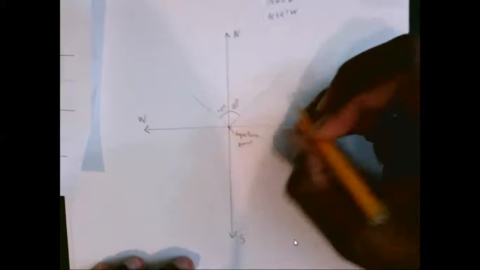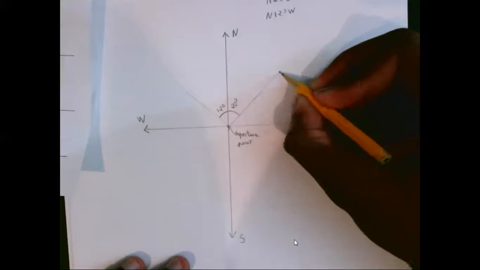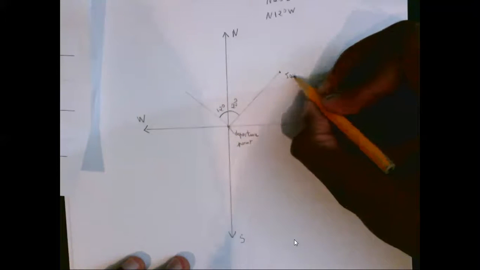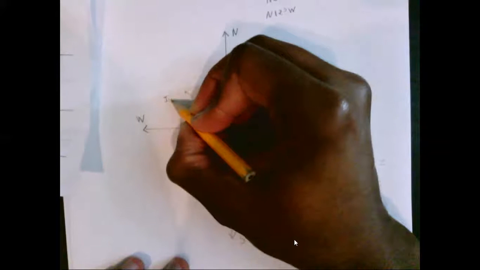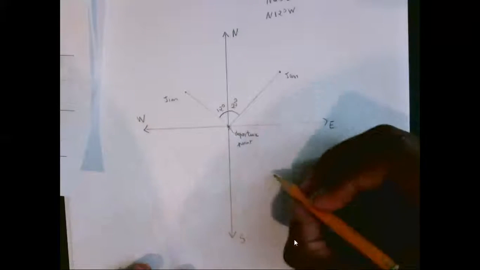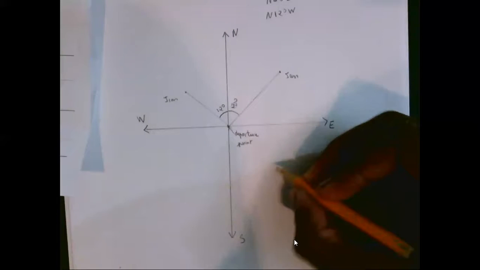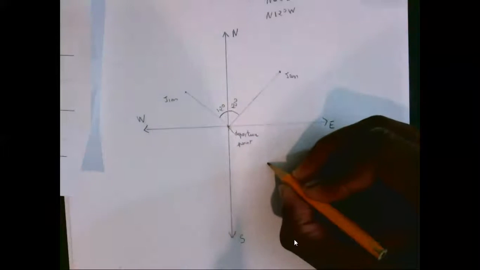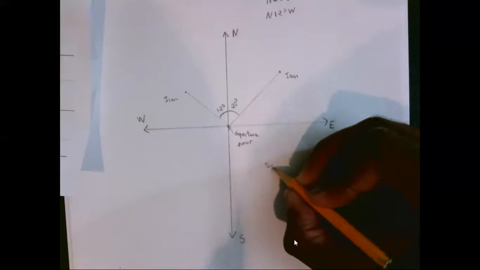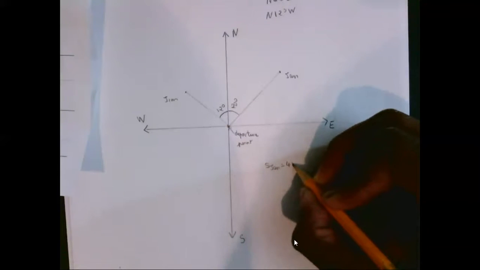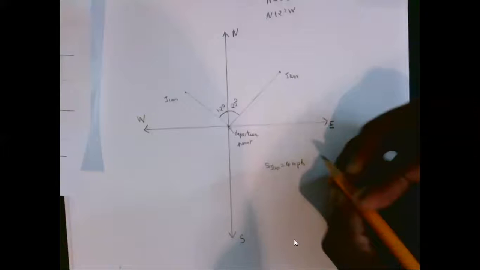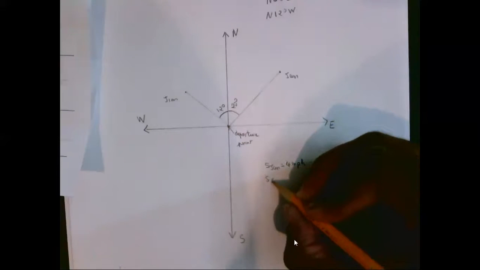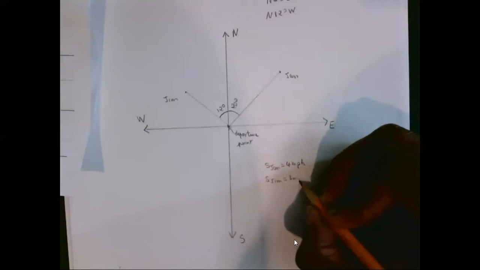So after 2 hours they reach a certain distance. So this is Jen here after 2 hours, and Jim here. But the problem is that they give us only the speed. So let's call S for speed. Jen's speed is 4 miles per hour, and Jim's speed is 3 miles per hour.